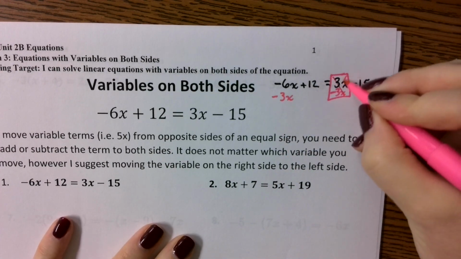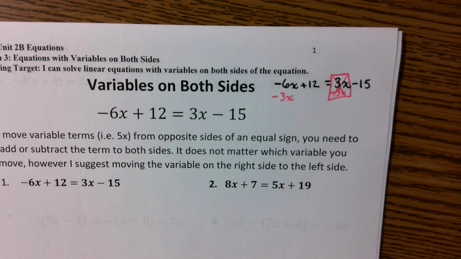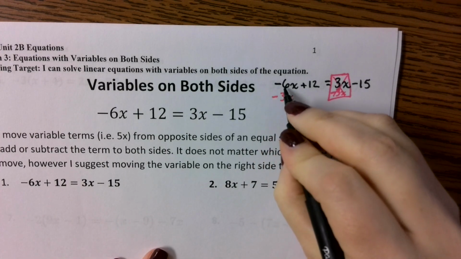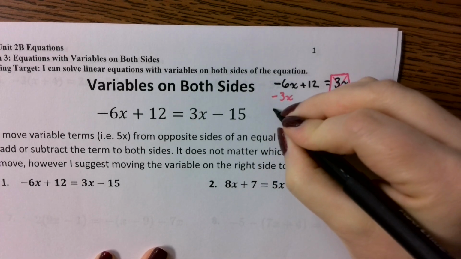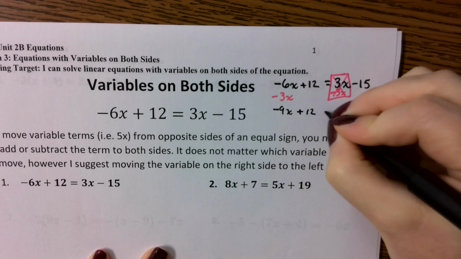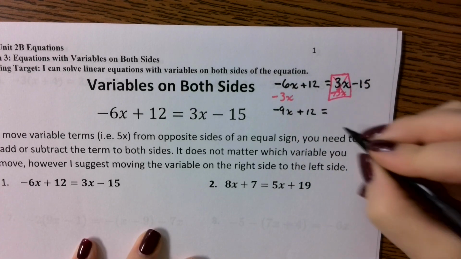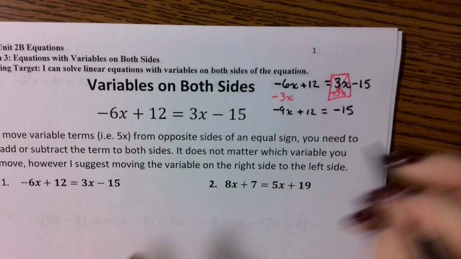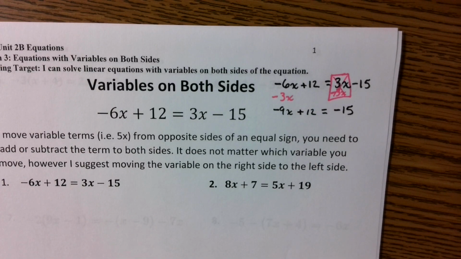So I'm going to subtract it from that negative 6x. And now these 3x's on the right side are gone. Negative 6x minus the 3x becomes negative 9x. We still have a plus 12, and the whole thing is now set equal to negative 15. Then we could go about solving like we normally would. We would subtract 12, then divide by negative 9. It's just the process of moving one variable to the other side.